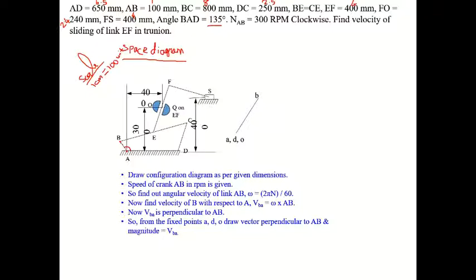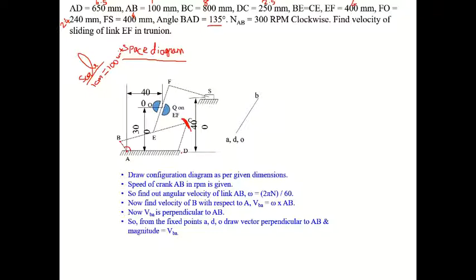So 800 mm means we have to draw an 8 centimeter line. In the compass, take 8 centimeter, keep one end of the compass on point B and draw a curve. Draw the curve like this. Okay, and keep the compass with you.